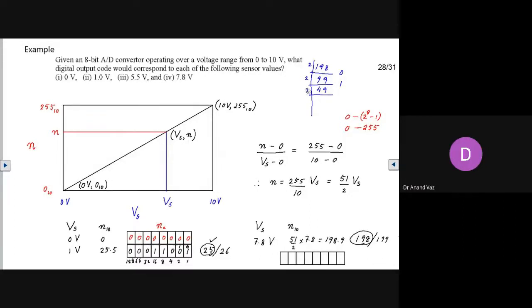Get 2 2s are 4. 2 4s are 8. Remainder is 1. Again divide by 2. You get 2 1s are 2. Remainder is 0. And again, 2 6s are 12. Remainder is 0.